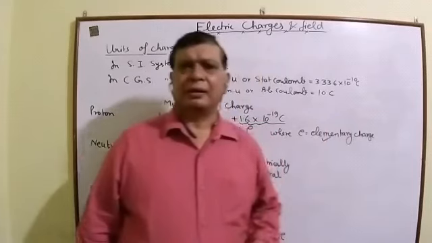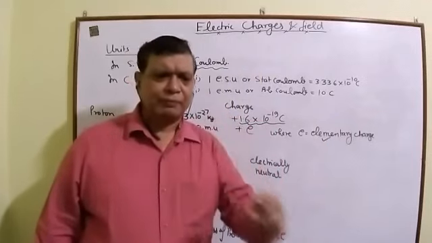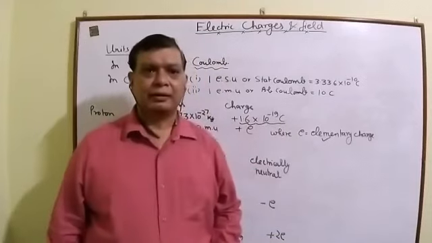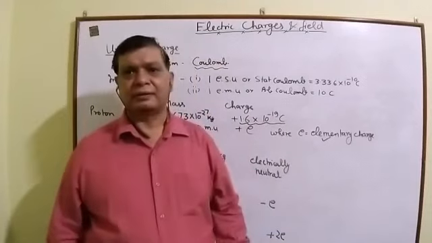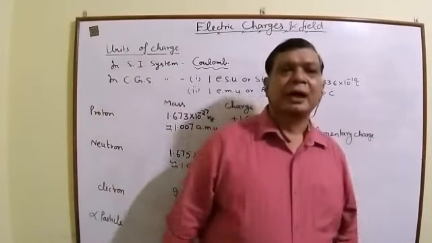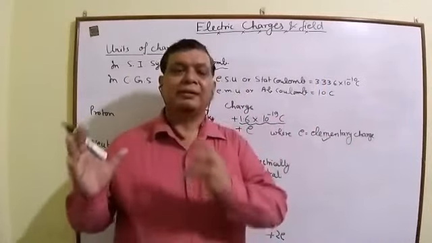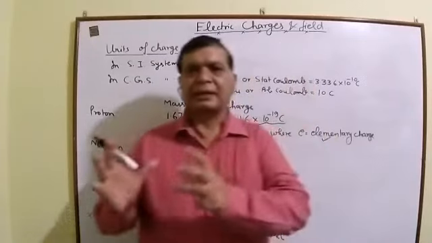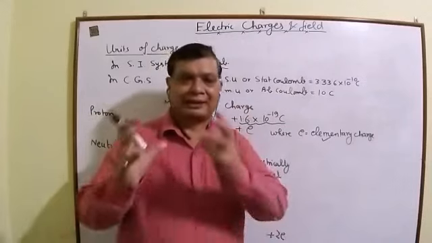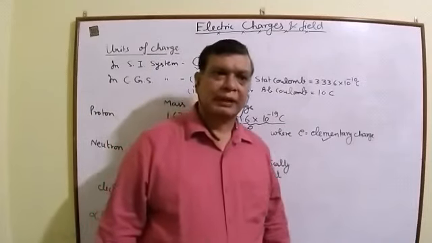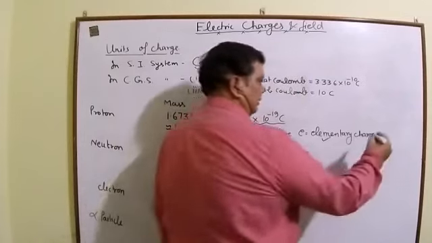There are some values of charges which are less than E on some particles, but it is seen that those particles are not found in free state. These particles are found in clusters, in bundles, like quark particles.